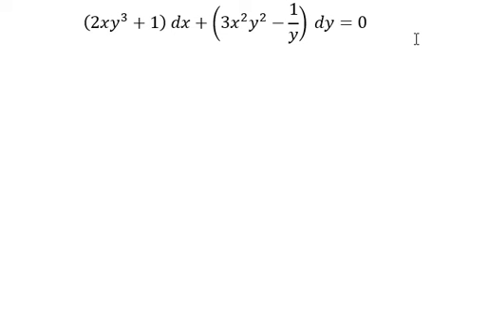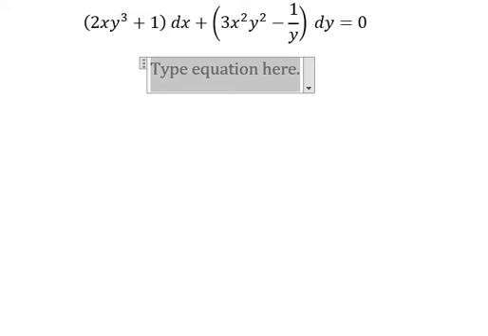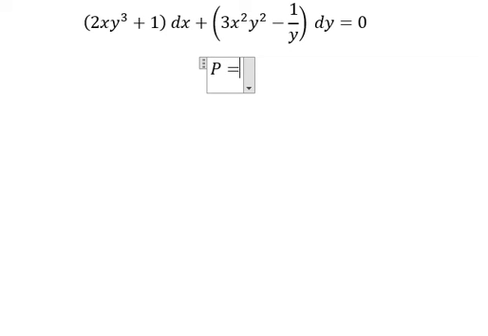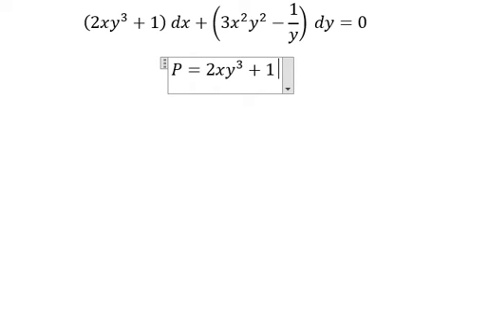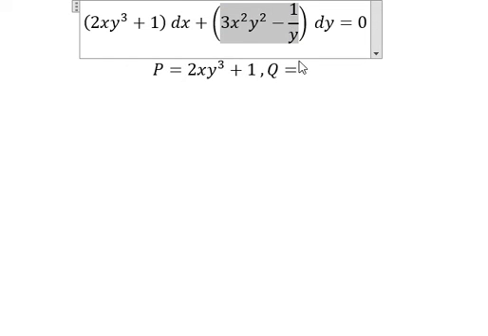Now I want to show you how to answer. I will set M equals this one and Q equals this one.